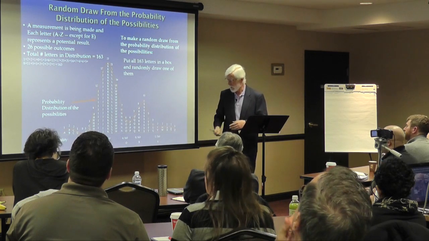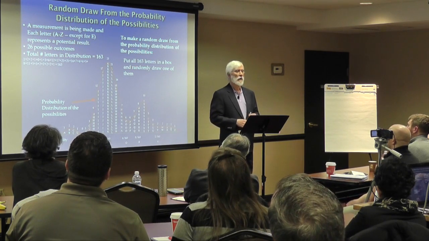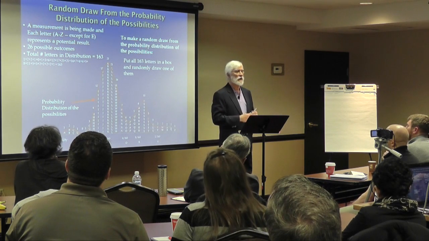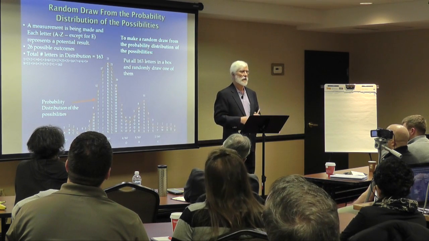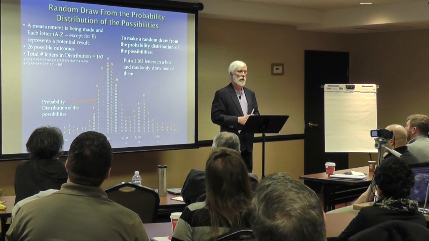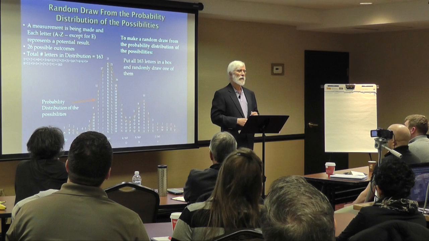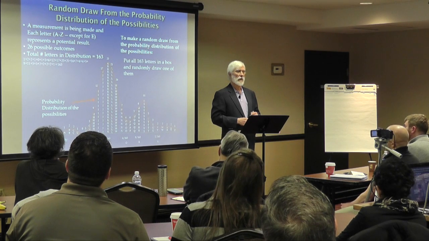So we might draw a Z over here, but there's only one Z in there out of all 163. So it's only 1 out of 163 that we're going to pull a Z. You see? But we could get that one, and that would be improbable, but that's the one we'd get. That's how reality is rendered. It's rendered by random draws from probability distributions of the possibilities.